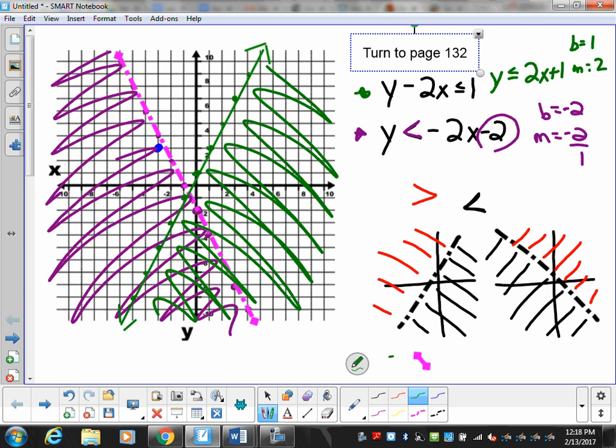Is that blue dot in the green shaded area? No. So the question asks, tell whether -3, 3 is a solution to the system.